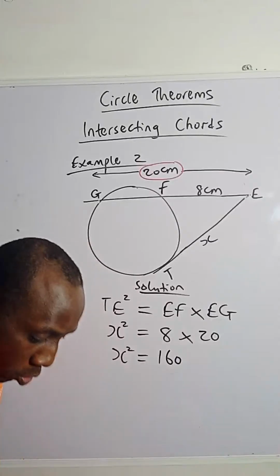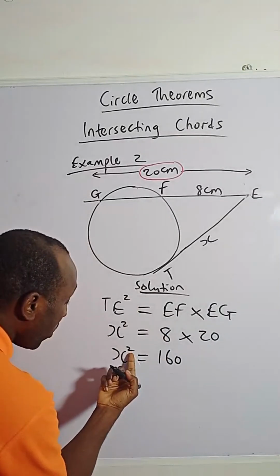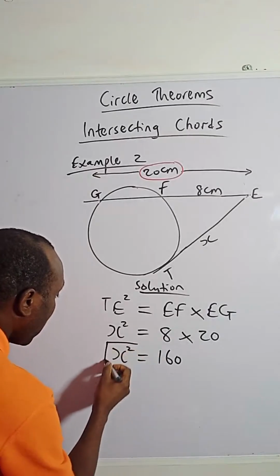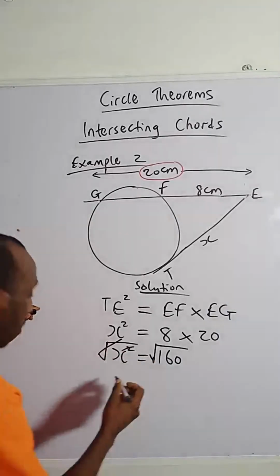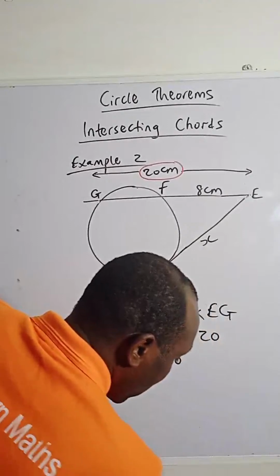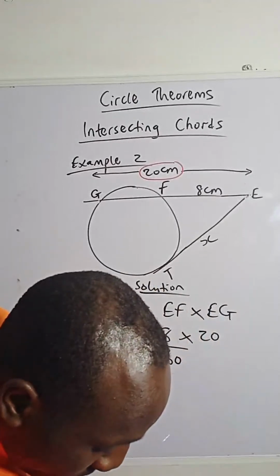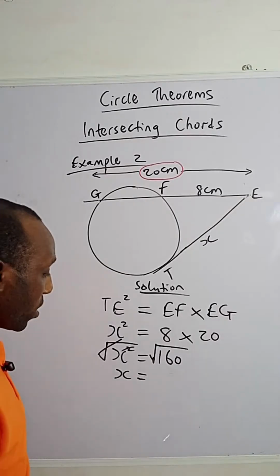And then the next thing is you square root both sides. All right, we square root both sides to get rid of the square here. So we square root this side and square root this side. This cancels the square, so you have x is equal to, what is the square root of 160? If you know it, say it in the comment. What is the square root of 160?